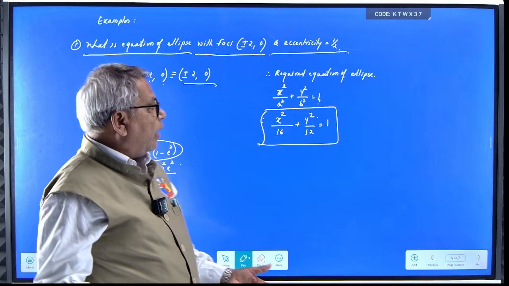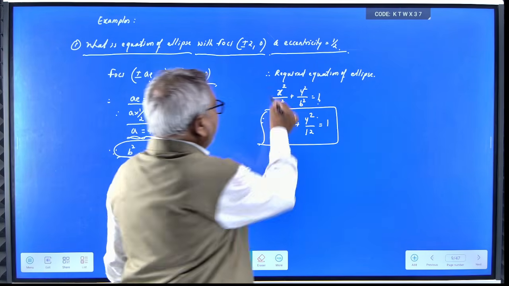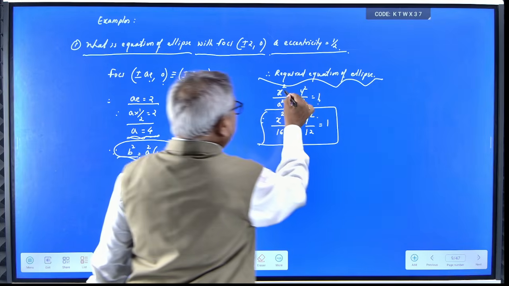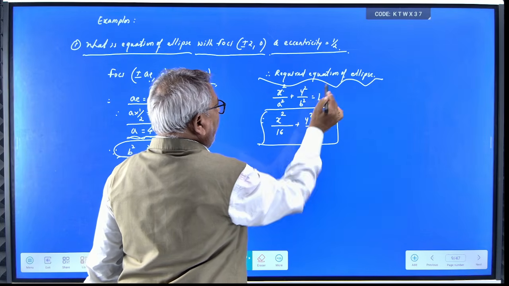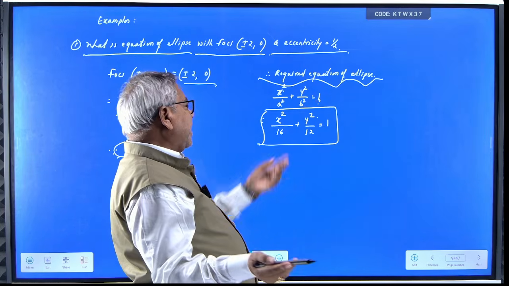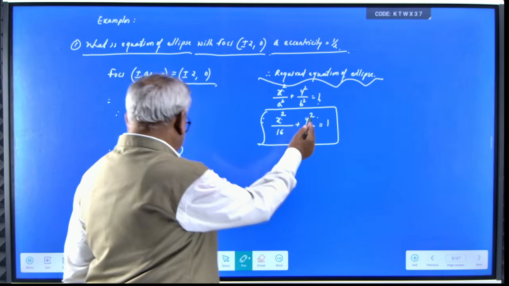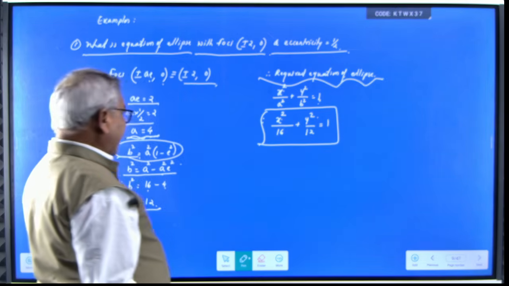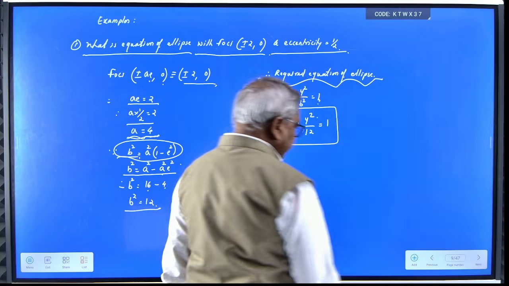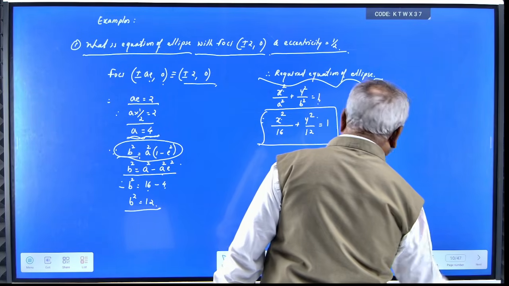I have the value of A and B. So the required equation of the ellipse, x square upon A square plus y square upon B square equal to 1, is very easy. X square upon 16 plus y square upon 12 is equal to 1. So this is the direct value of B square, and with the help of this, we can obtain the equation, right?